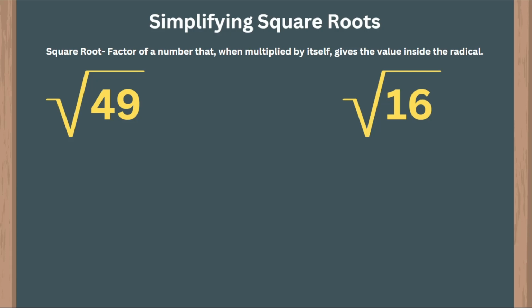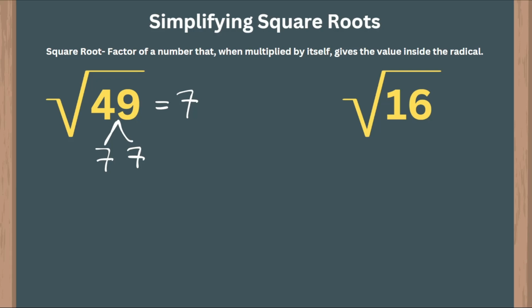So let's start by defining our square root. Square roots are factors of a number that when multiplied by itself gives the value that is inside of our radical. And let's look at an example. Here we have the square root of 49. Now 49, when we think of our factors, two come to mind, and that's 7 and 7, or 7 times 7. That is my pair that when I multiply it by itself, gives me 49. So the principal square root of 49 is just 7.